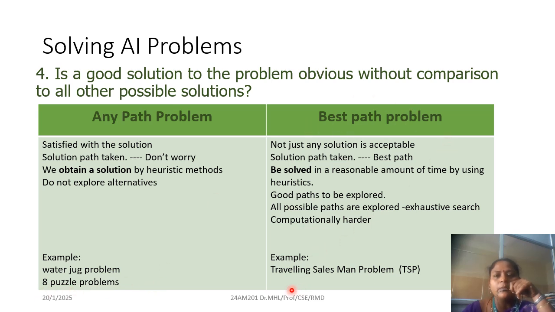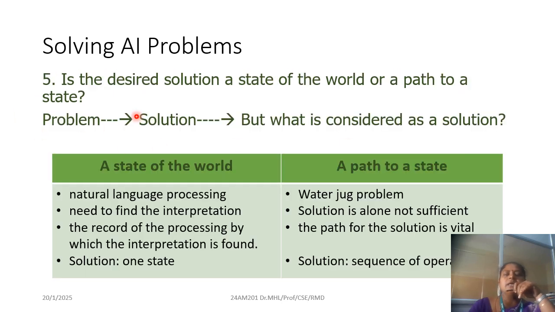For the best path problem, it is TSP, the traveling salesman problem. The next aspect is: is the desired solution a state of the world or a path to a state? What is this statement telling us? I have a problem. I need to solve it. I need to find a solution for this problem. But when I want to find a solution, I have to be very clear what is to be considered as a solution. Is the state my solution or is the path to a state my solution?